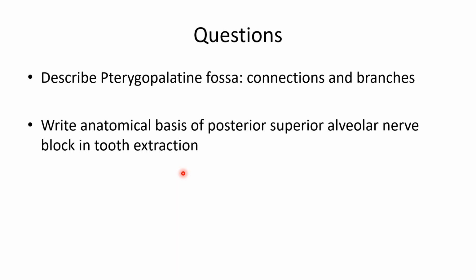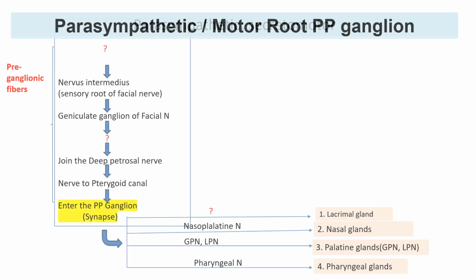By the end of this lecture, you should be able to describe the pterygopalatine fossa and the pterygopalatine ganglion with its connections and branches. And you should be able to write the anatomical basis of the posterior superior alveolar nerve block in tooth extraction. This is a question that I've given to you. The parasympathetic motor route of the pterygopalatine ganglion should start from which point?